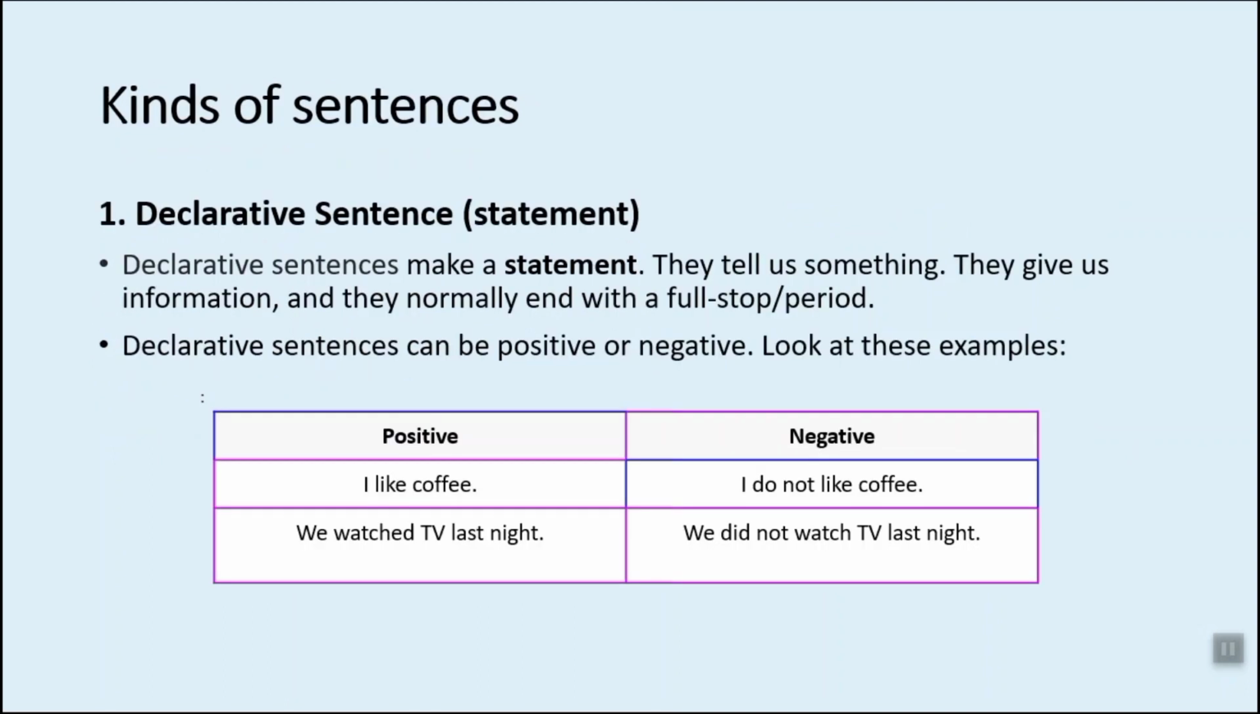The first type is declarative sentences. They make a statement and they tell us something. They give us information and they normally end with a full stop or period. Declarative sentences can be positive or negative. Look at these examples. The positive sentence is, I like coffee, while the negative sentence will be, I do not like coffee. Similarly, we watched TV last night is a positive declarative sentence, while we did not watch TV last night is a negative declarative sentence.